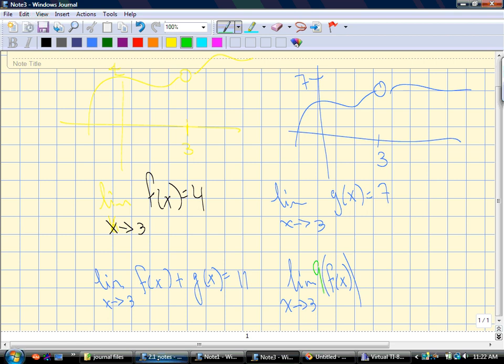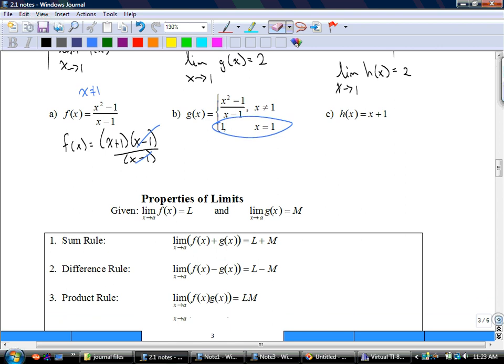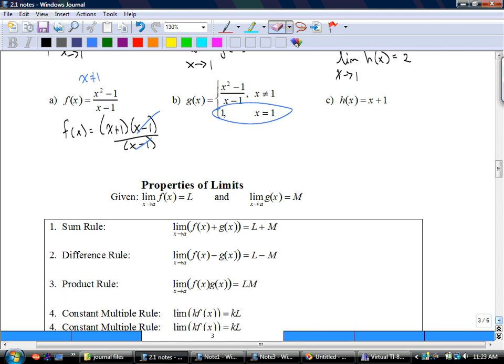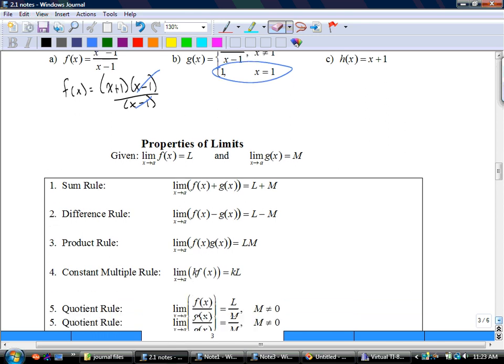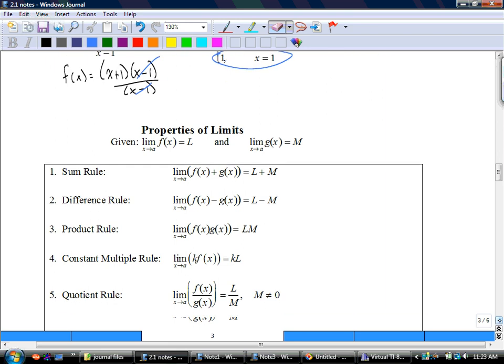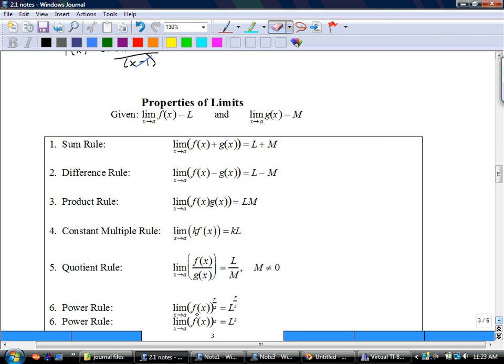So all I'm doing is checking off the rules. If I have two functions and I add them together, I can just add the limits together. If I have two functions and I'm subtracting them, I just subtract the limits. If I have two functions and I multiply them, multiply the limits. If I am multiplying a function by some number k, take the limit and multiply it by k. Two functions dividing, you can divide the limits as long as you don't divide by 0. 0 is such a bad number. It's pretty cool, but such a bad number. And if I square root the function, I can square root the limits.